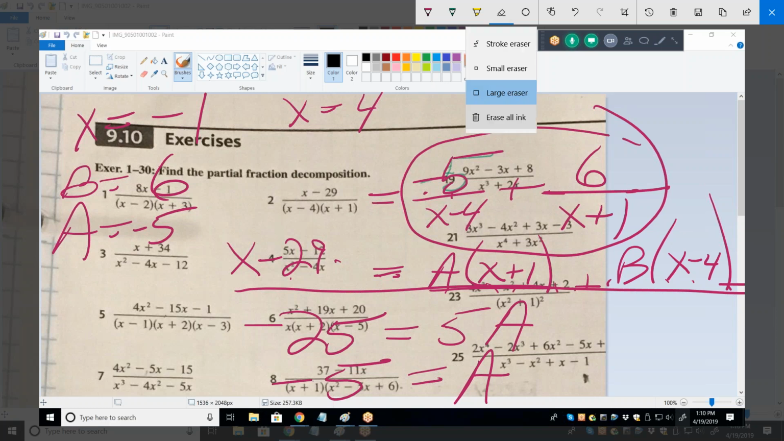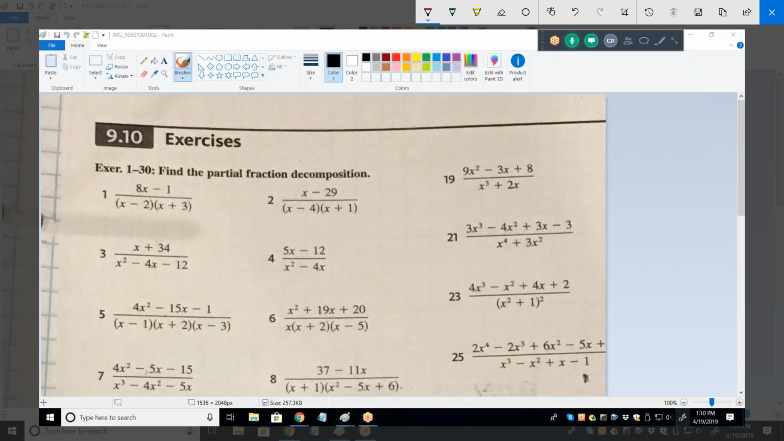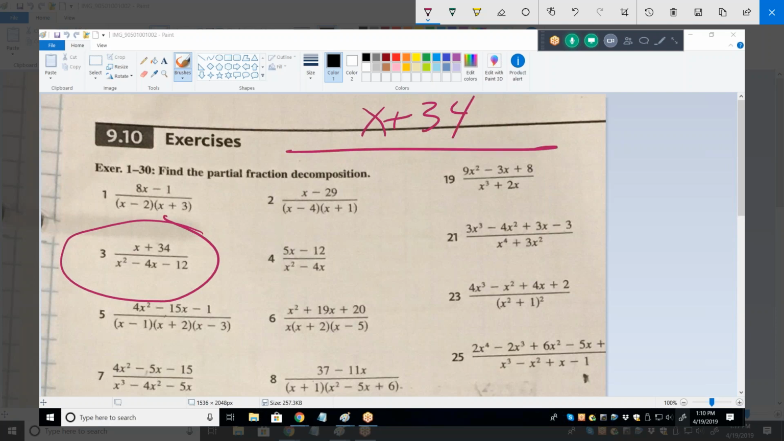Yes, sir. Those are the easy ones. Let's see if we can find a harder one. Well, this isn't really a harder one, but we'll give you a shot at it. X plus 34. What should I do to that denominator? When you're talking partial fraction decomposition.